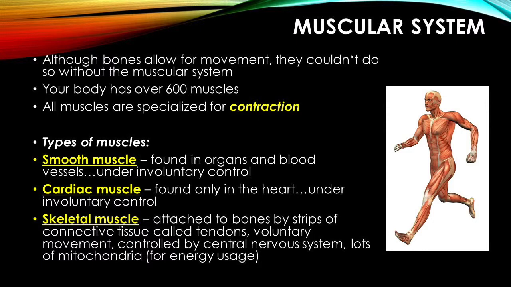The main types of muscle are smooth muscle, which are found in the organs and blood vessels. These muscles are under involuntary control. We have cardiac muscle, which is only found in the heart, and skeletal muscle, which is attached to bones by tendons. These muscles are controlled by the central nervous system, which we'll talk about later.